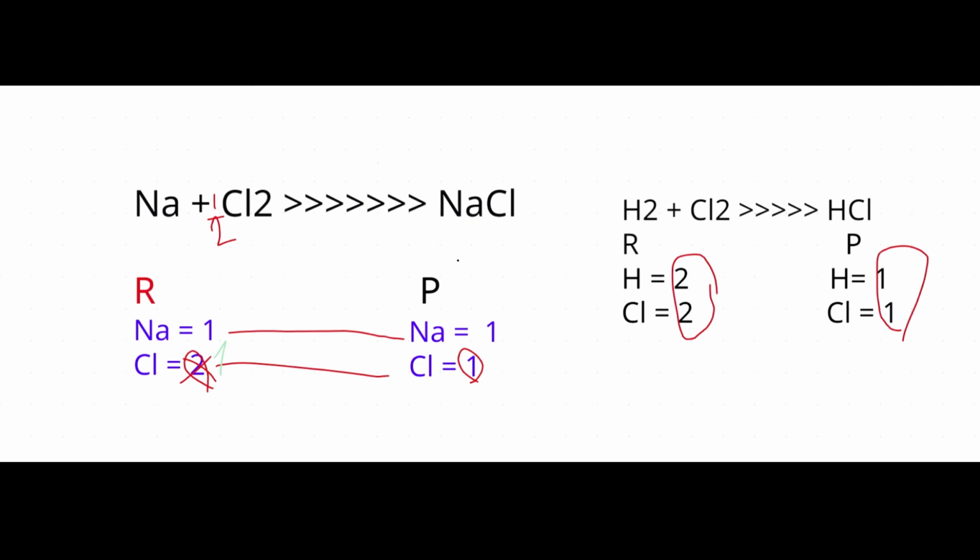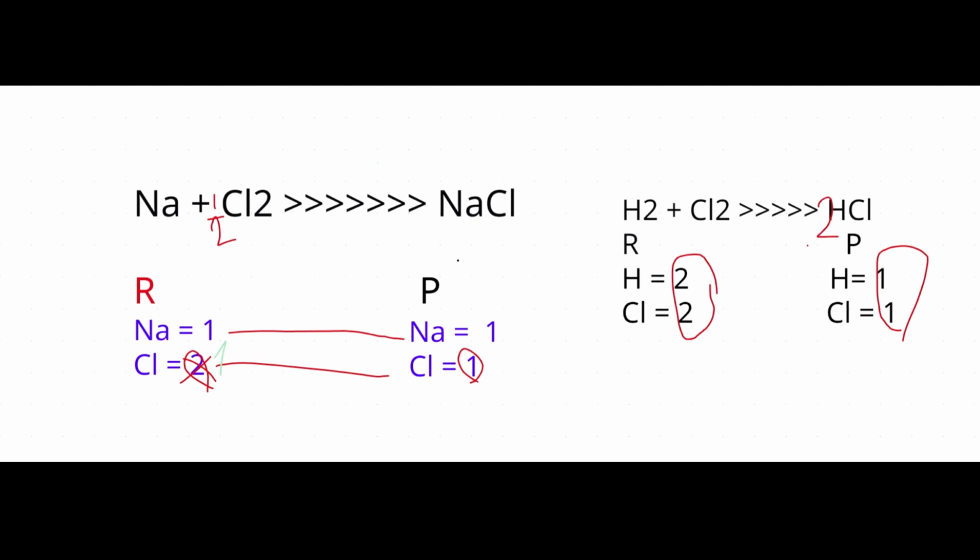So as you can see, both hydrogen and chlorine are not balanced in the reactants and the product. Hydrogen entered 2 and exits 1, and chlorine entered 2 and exits 1 atom. So we have to convert these 2's into 1's or these 1's into 2's. How can we do that? Simply, you can write half and half. This is one way. Or you can just write here 2.